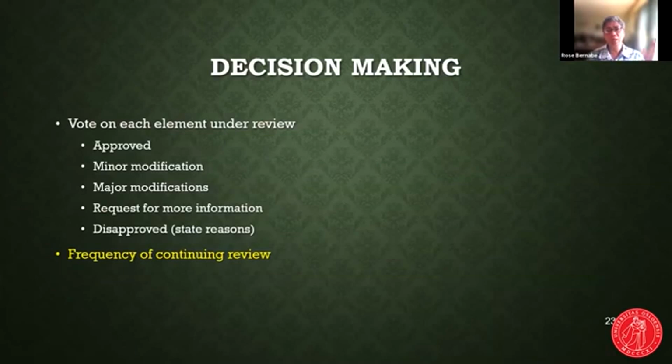So the decision making has the possible results of approval, minor modification, major modifications, or request for information so that a decision cannot be made, or disapproved. At the same time, with this would be the provision of procedures for continuing review.